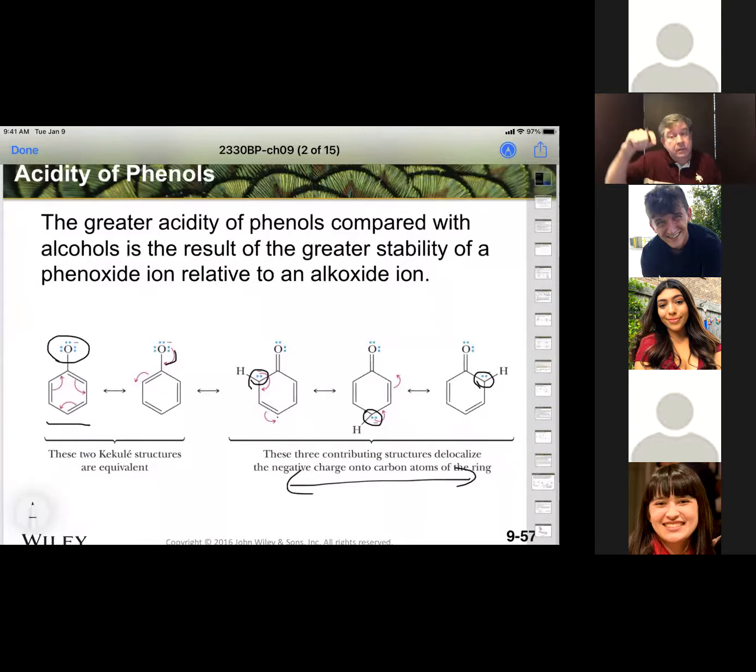Remember, in the alcohols, the negative charge is on that oxygen, and it doesn't move around. The negative charge on a carboxylic acid can move back and forth by resonance between two oxygen atoms, and that's what makes it more acidic. In the case of phenol, we're moving that negative charge around the ring.